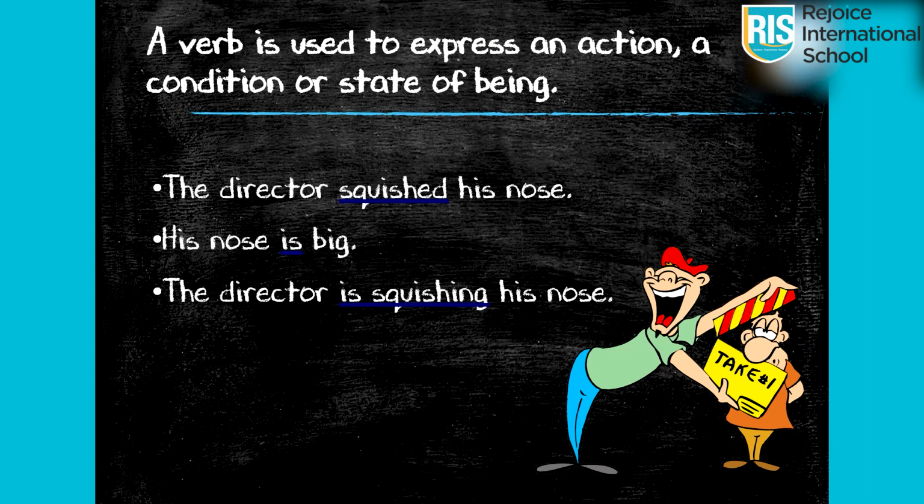Now let's take the third example. His nose is big. Now this is a condition. You cannot change it. You cannot alter it. His nose is big. It is a state of being. So is also a verb.